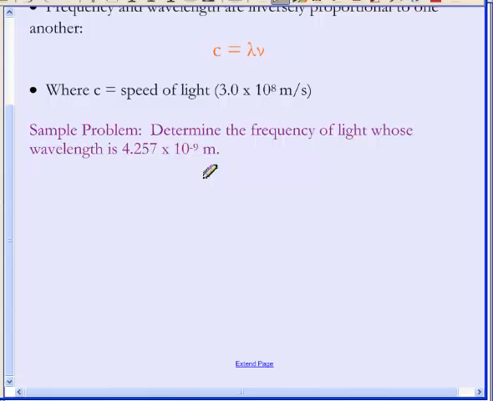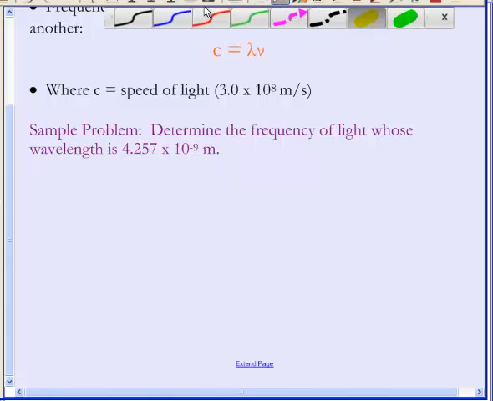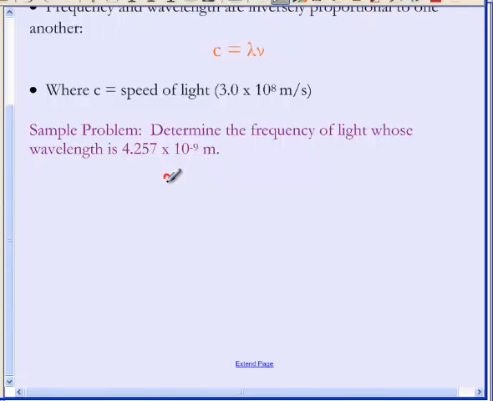A sample problem might be asking you to find the frequency of light if you know the wavelength. So we have the formula at top. The speed of light is equal to the wavelength, and that's the lowercase lambda in the Greek alphabet if you're curious, times the frequency. And we want to rearrange this equation to solve for frequency. So the frequency of a light or any type of radiation is equal to the speed of light divided by the wavelength. And then we just plug in our values.